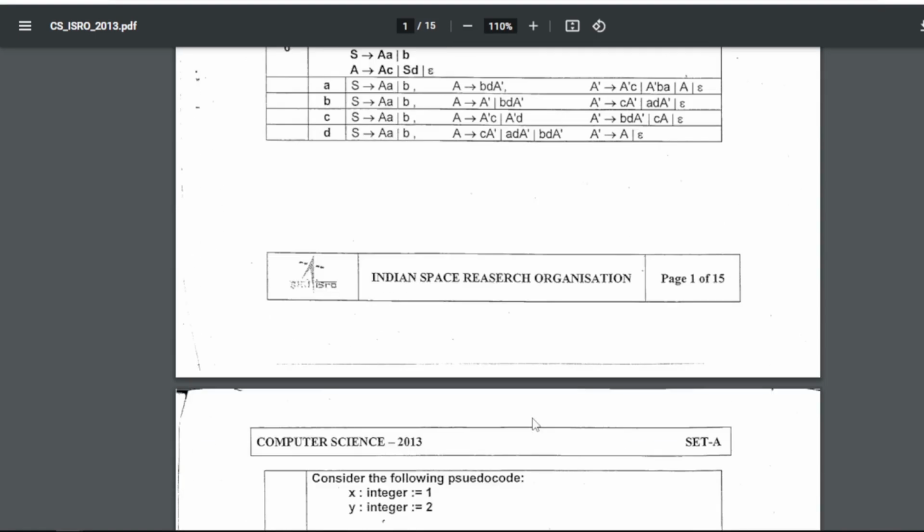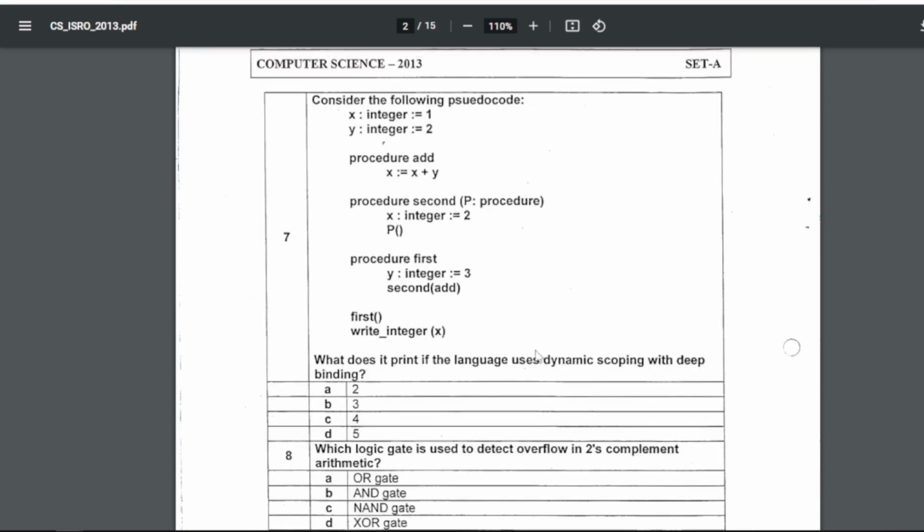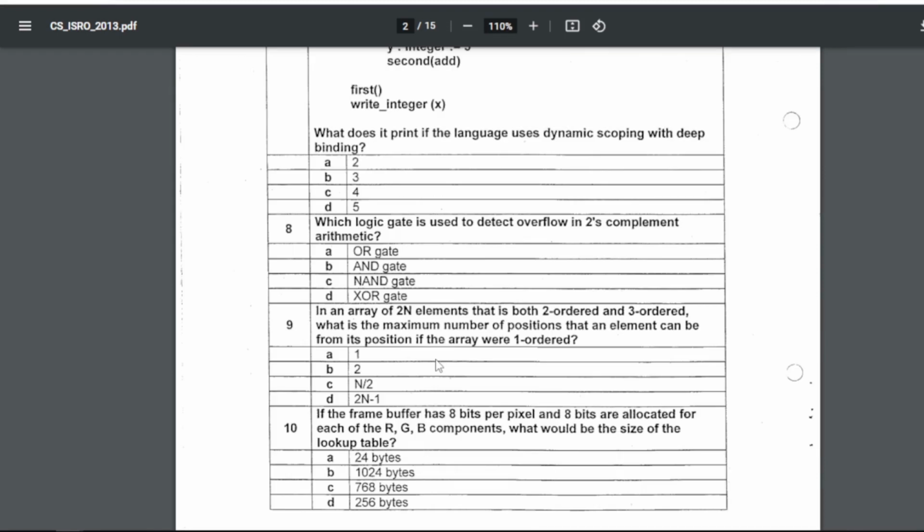Question number 7 is, consider the following pseudo code, right? This is the pseudo code that we have. What does it print if the language uses dynamic scoping with deep binding? For 7 our answer will be 4, that is C. C will be printed if the language uses dynamic scoping with deep binding. Okay, next question is 8.